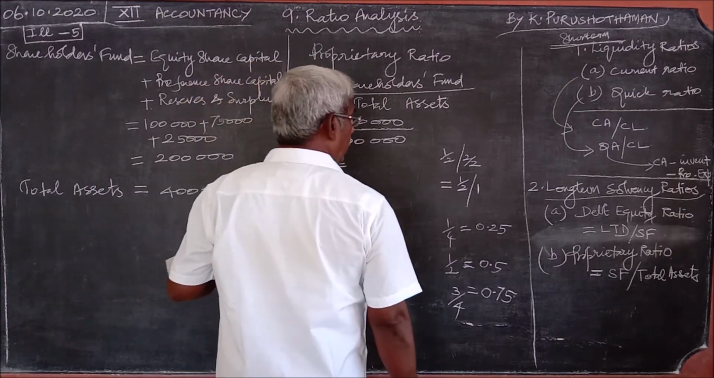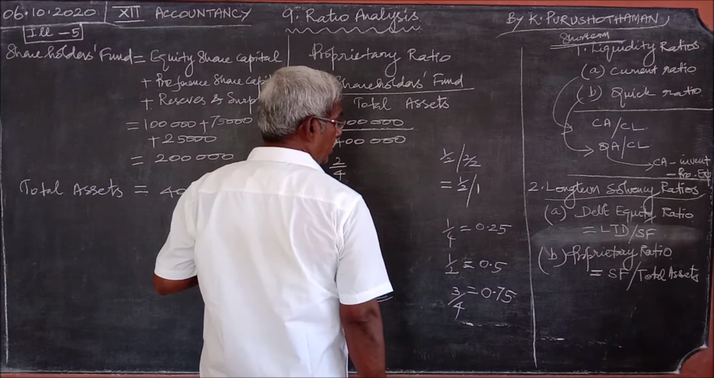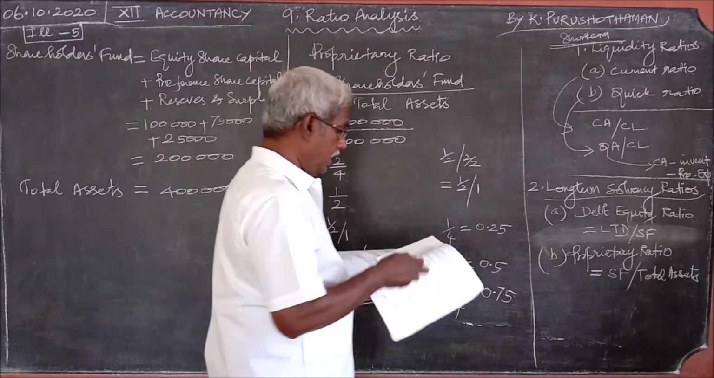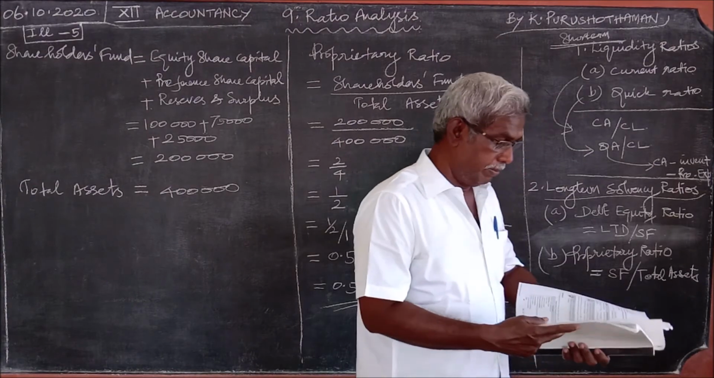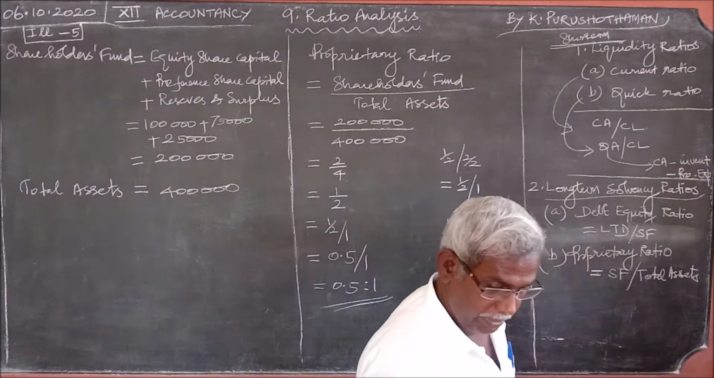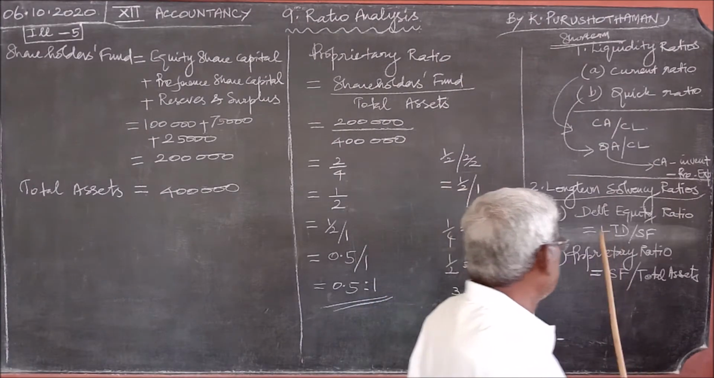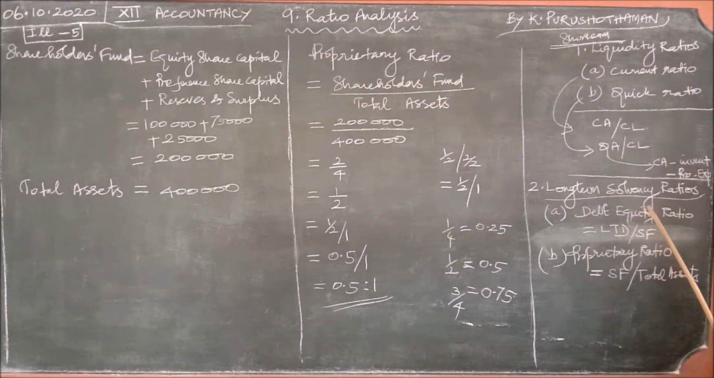So, what you should remember for this? You should remember the formula here. What is the formula? For debt to equity ratio, long-term debts by shareholders fund. This is in the denominator. Whereas for the proprietary ratio, this denominator becomes the numerator. That is shareholders fund by total assets.